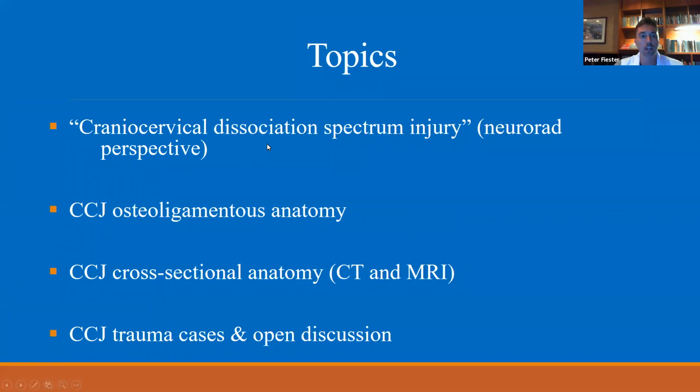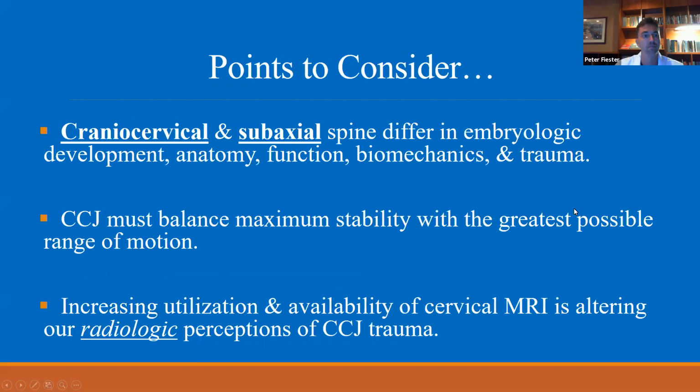So today I'm going to be talking about this idea of craniocervical dissociation spectrum injury from a neuroradiology perspective. Then we'll talk a little bit about the osteoligamentous anatomy, and then the cross-sectional anatomy on CT and MRI. And then I have 8 trauma cases of craniocervical junction trauma. And again, I built in a lot of time to have an open discussion. I'd love to get surgical feedback, your interpretation of the imaging, and your management thought processes.